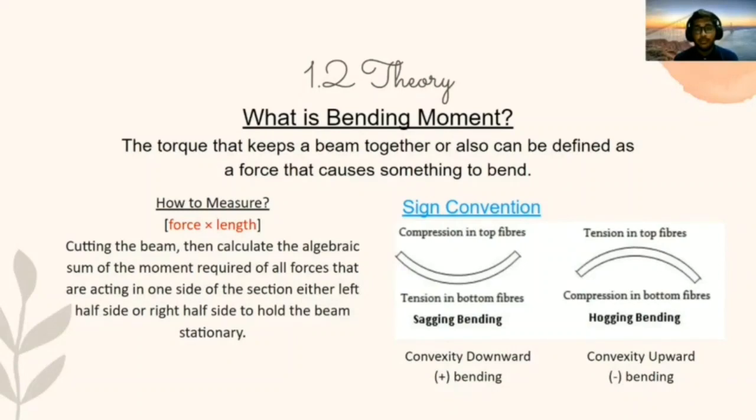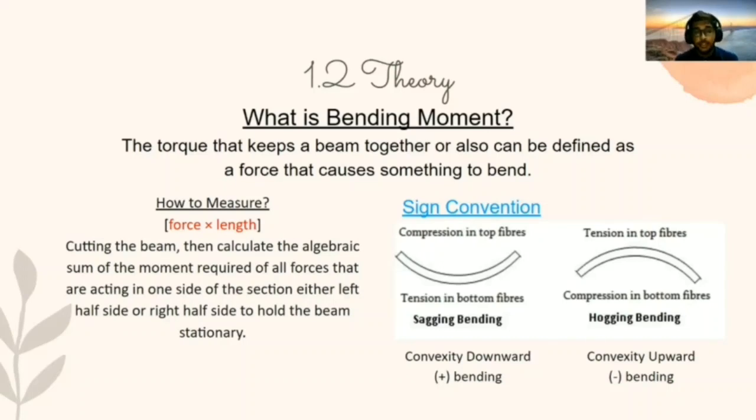Next, theory. The theory used for this experiment was the concept of bending moment. So, first of all, what is bending moment? Bending moment is the torque that keeps a beam together, or can also be defined as a force that causes something to bend. So, how do we measure bending moment?